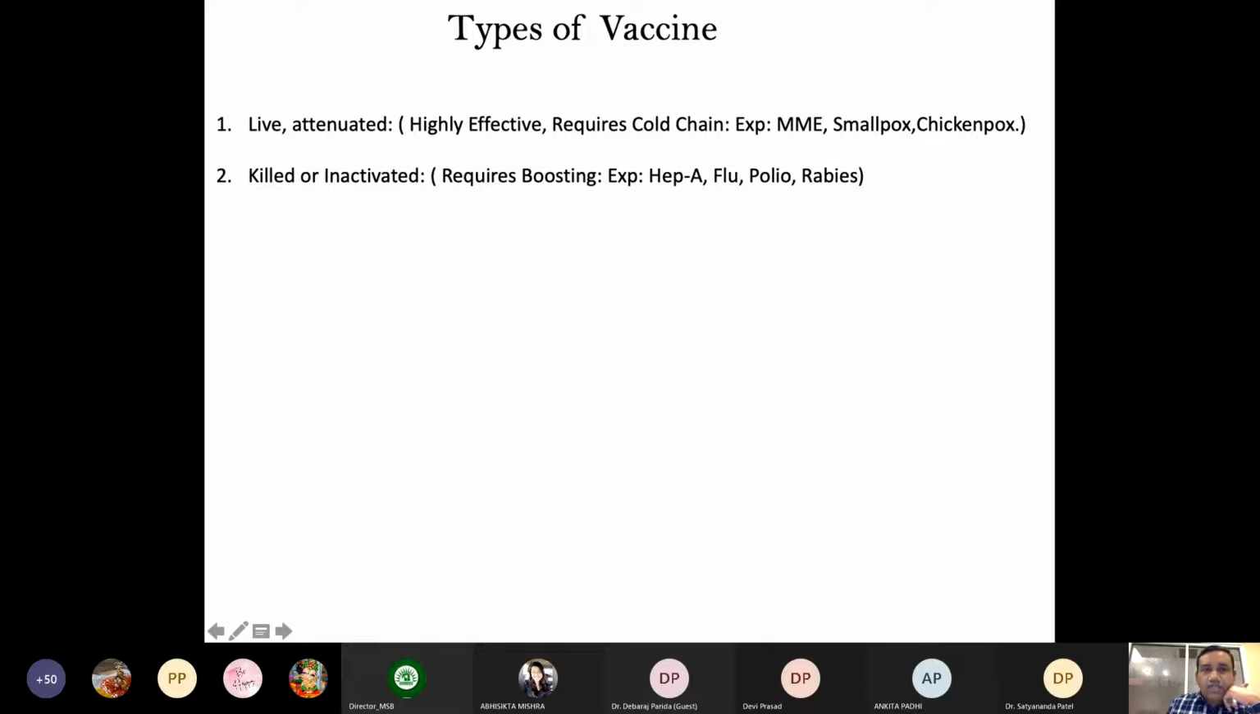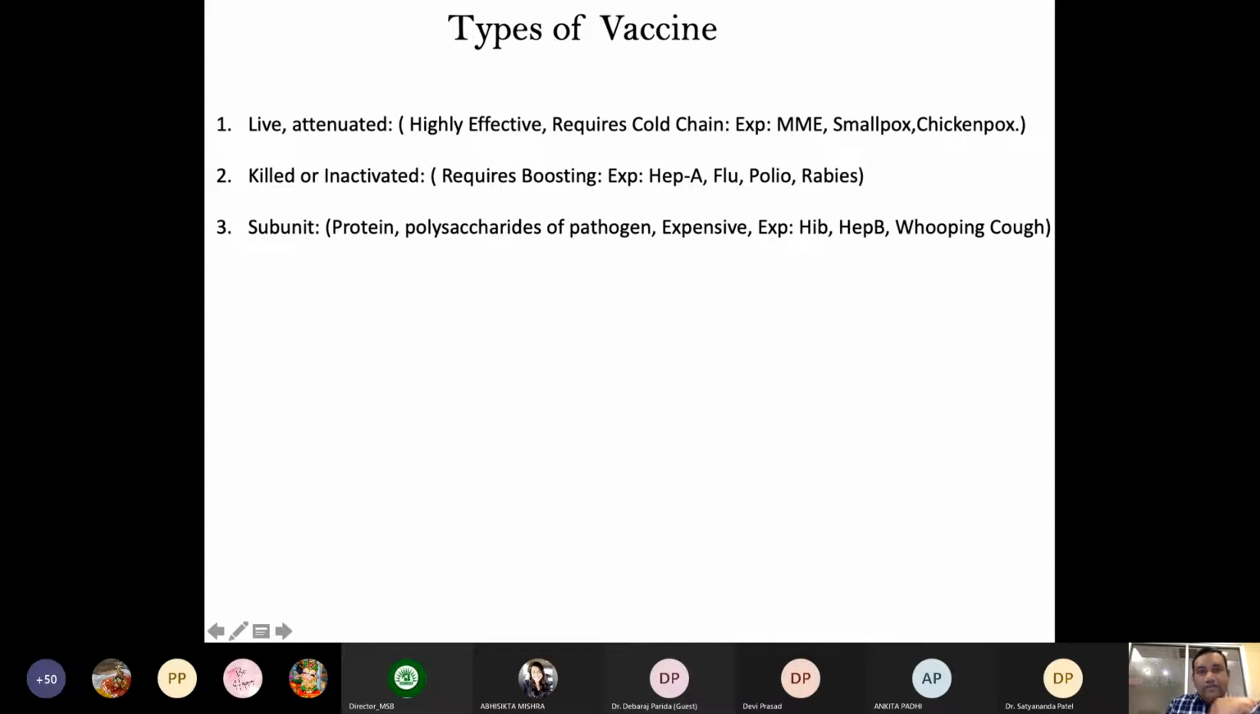Another type is the killed or inactivated vaccine. It will give you an exposure to the pathogen, but you need boosting because the pathogen will not develop and cannot express all its antigens. Some examples of this are hepatitis A, the flu vaccine, the polio vaccine, and the rabies vaccine.